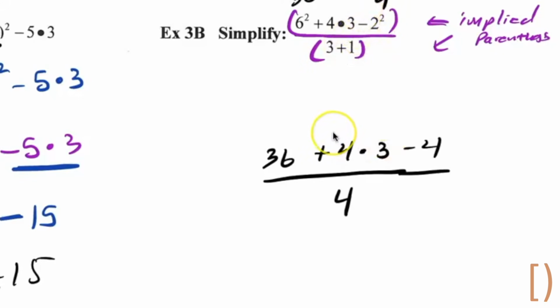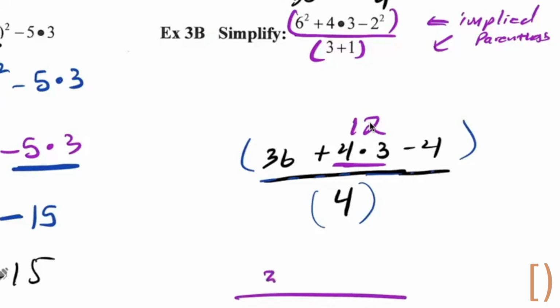And right now, I still have implied parentheses, right? There's still a fraction bar, still a line here, right? Anytime there's a line right here, it's saying the top is together and the bottom's together. So I still gotta do the top first. Now here, there's no more exponents, so that's done. There's multiplication, so I can do the multiplication first. 4 times 3 is 12. So now on the top I have 36 plus 12 minus 4 all over 4.